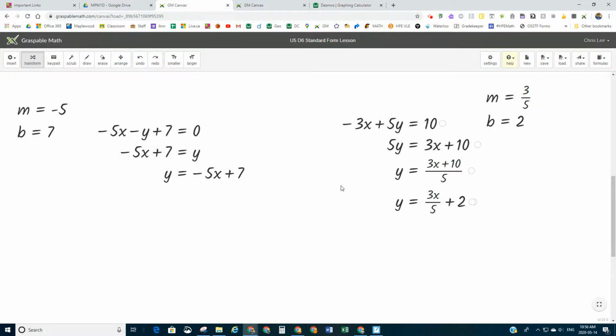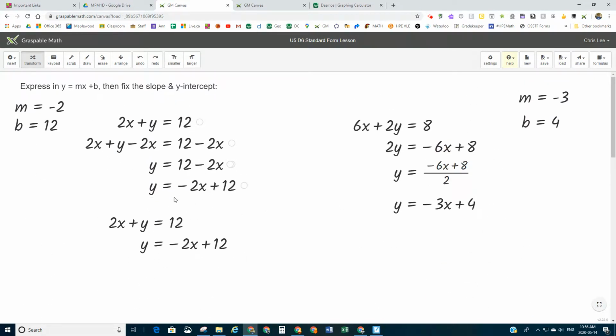Okay, so this is rearranging into y equals mx plus b in order to figure out the slope and the y-intercept. Hopefully you'll be able to manage this on your own.